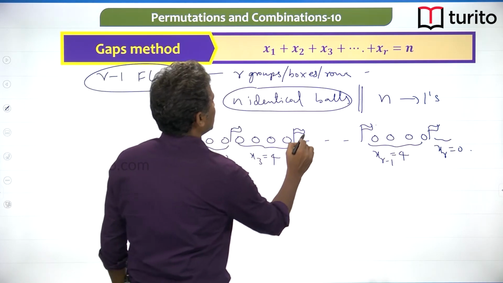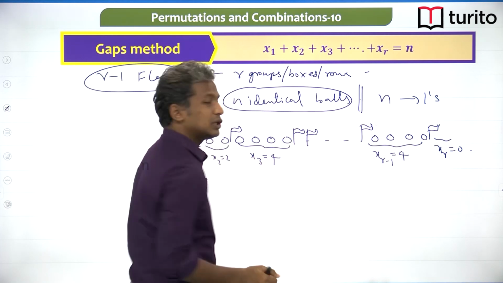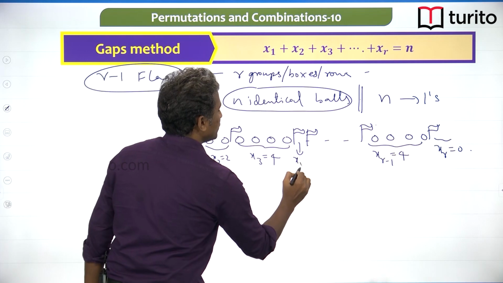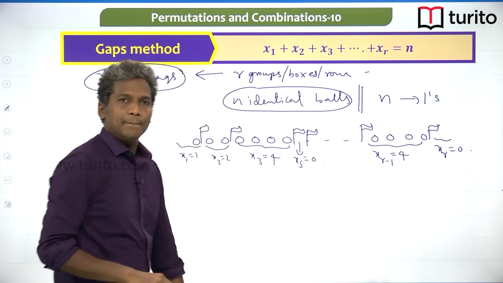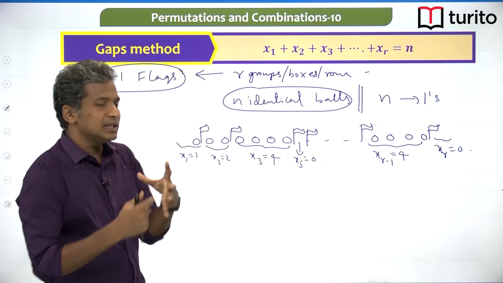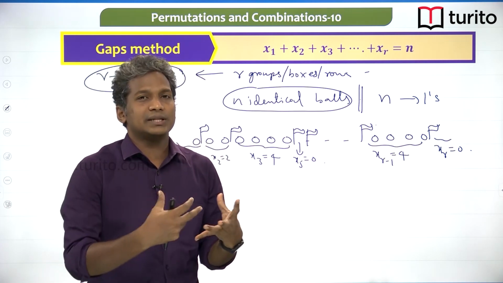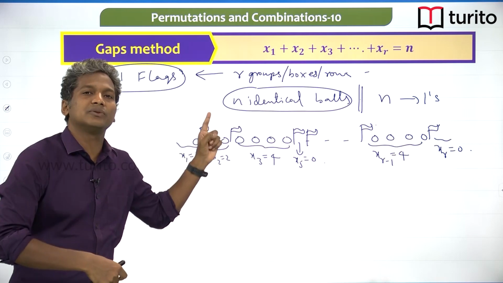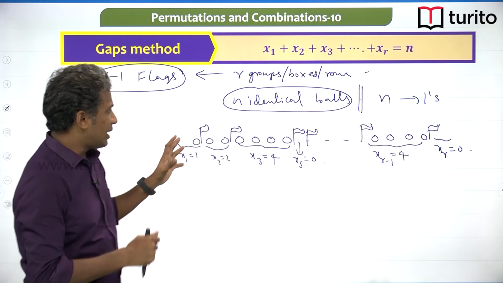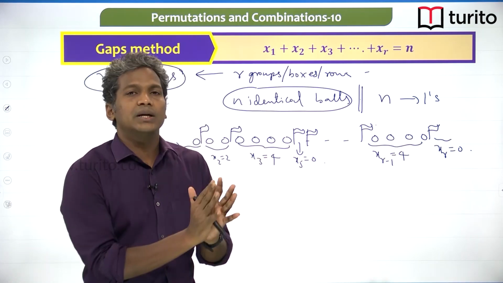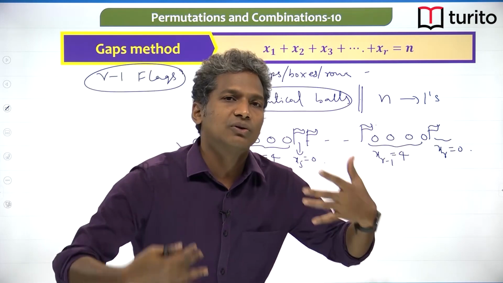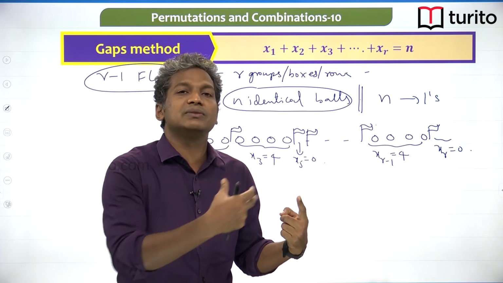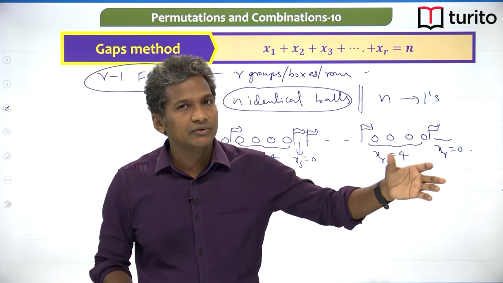For example, let's say there is one more flag here and these flags are together. What does it mean? It means that x5 is going to be 0, okay. So basically these flags are actually representing the variables here, okay. But the only thing is we have one unit less number of flags, okay. So when we arrange balls and flags together, we are going to get some values of x1, x2, x3 till xr. The minimum value of these will be 0, maximum value will be n.